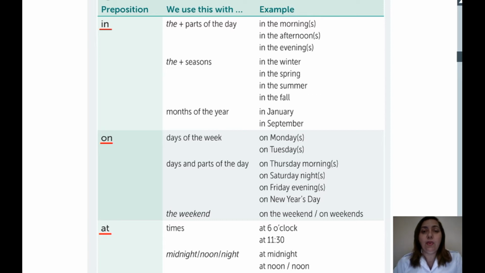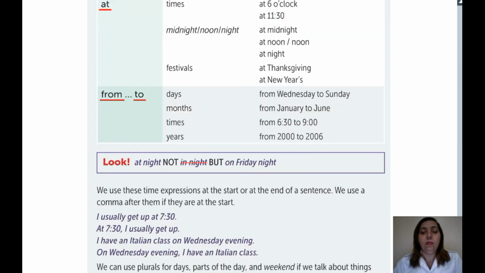To finish, we use at to indicate the time, the precise time. Remember that? Examples, at 6 o'clock, at 11:30, at midnight, at noon, at night. Finally, we use at to talk about occasions, festivals, right? At Thanksgiving, at New Year's.